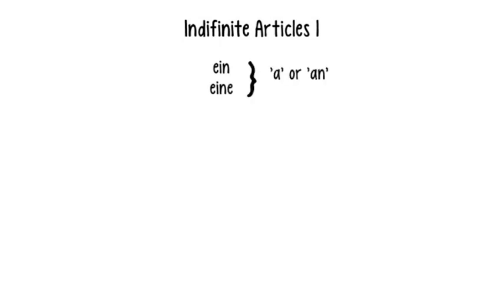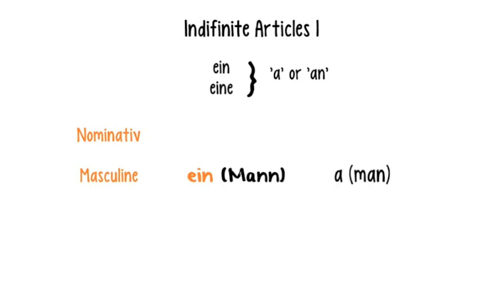Now let's continue with the indefinite articles, ein and eine, which mean a or an. First, let's have a look at the nominative case in the masculine form. Here we will use the same noun as before, ein Mann, which means a man. Ein basically means one, and like the definite article, it indicates the gender of the noun it goes with. So ein Mann means a man.